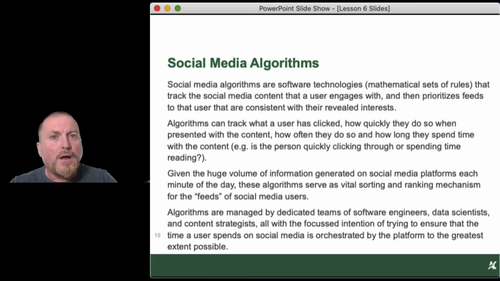is the algorithm, which basically defines what portion of that content you receive from those millions of terabytes of data that are put up every day. All right? So that would be, it's the only way that social media could function, right? To be meaningful to the user. All right? So these algorithms serve as a vital sorting and ranking mechanism for the feeds of social media users.